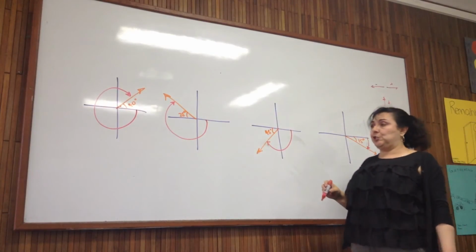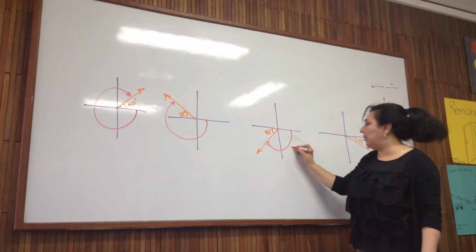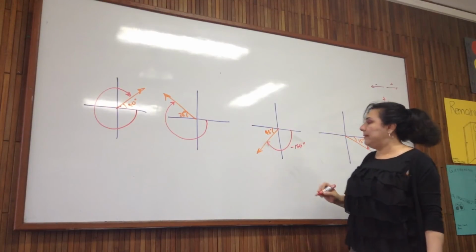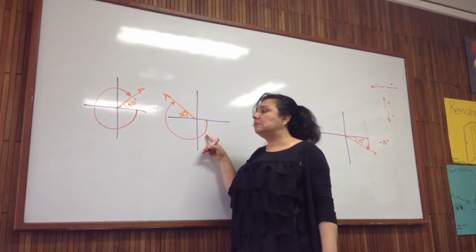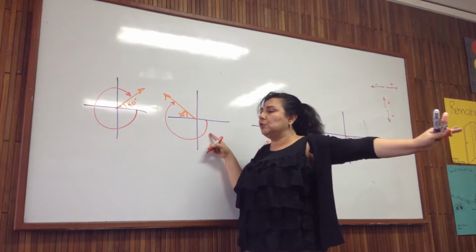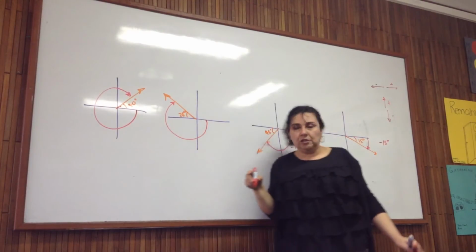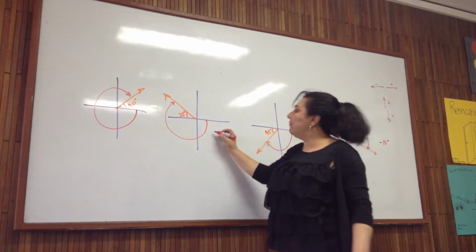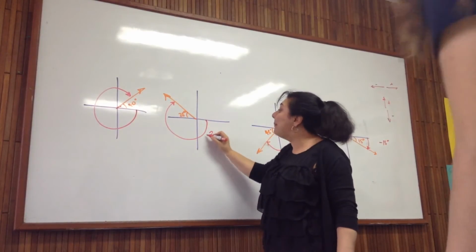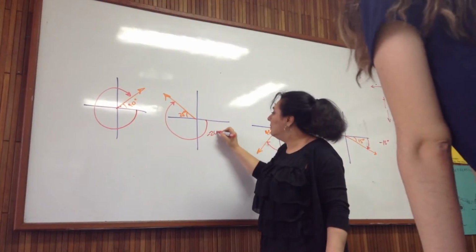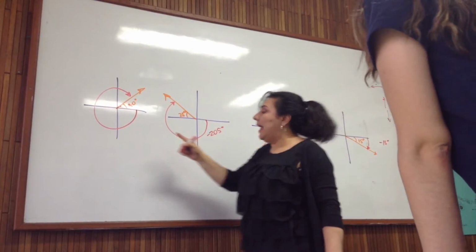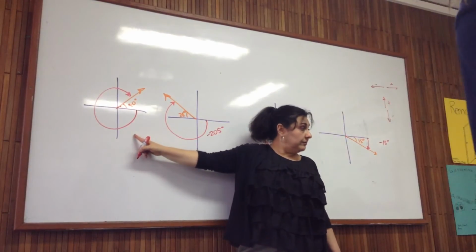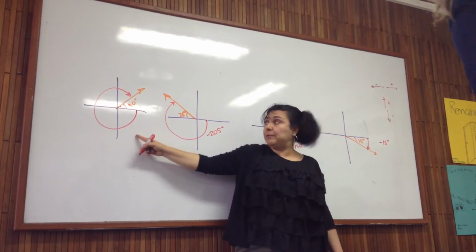So this would be how much? Minus 125. Very good. What would this be? 125. Check. Good. You have the last one. 205. Very good. Minus 205. Right? You see it? And this one would be? How much would this one be?